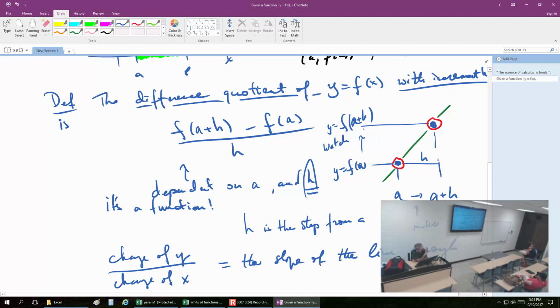As you can see, there is no curve. I intentionally removed the graph of the function where it is. It doesn't matter because we only know these 2 points. So the points are a, f of a, and a plus h, f of a plus h.